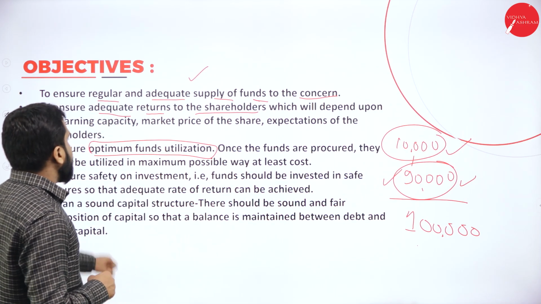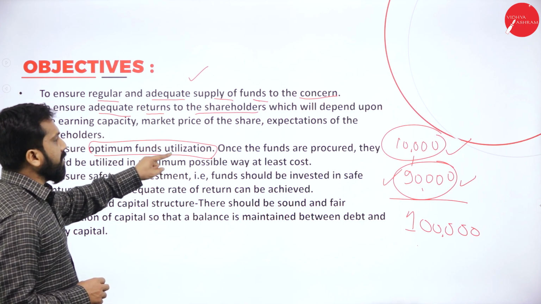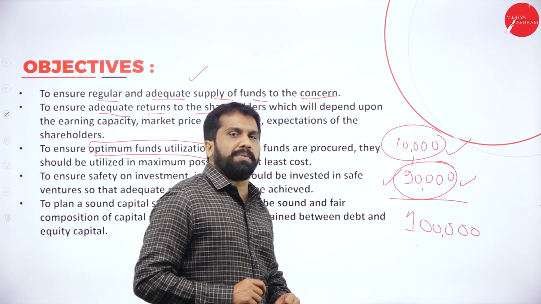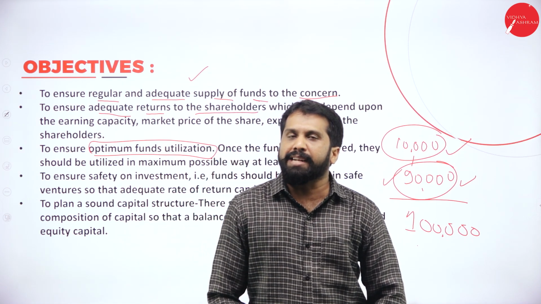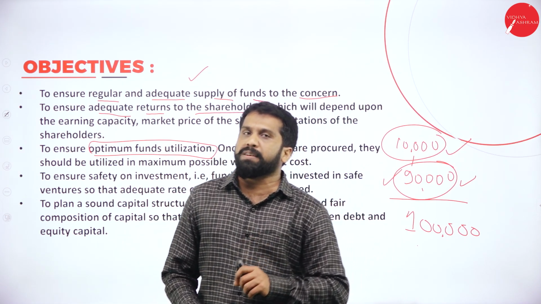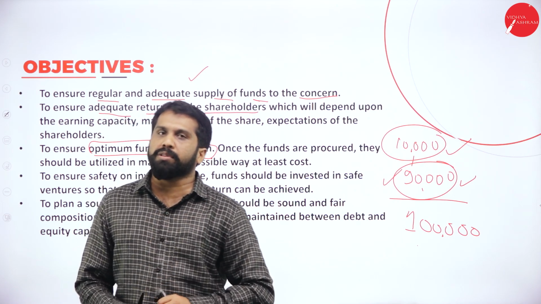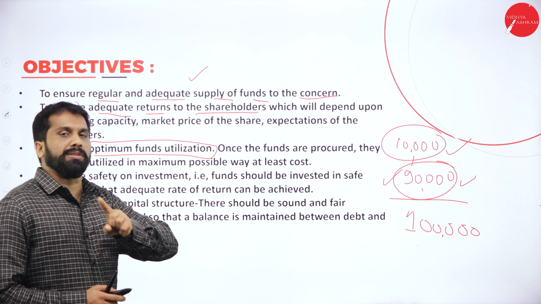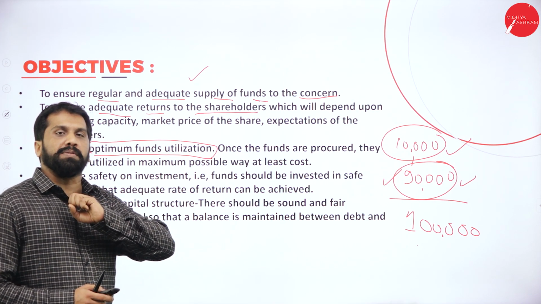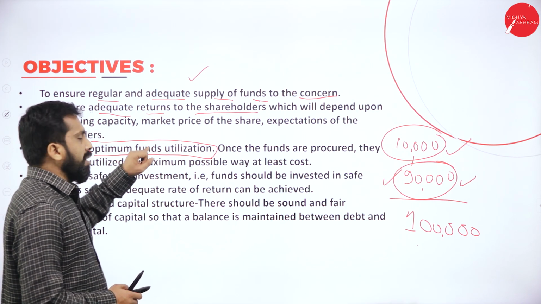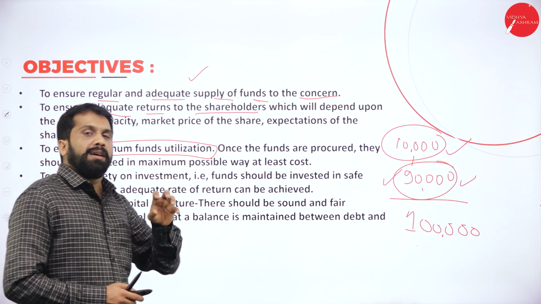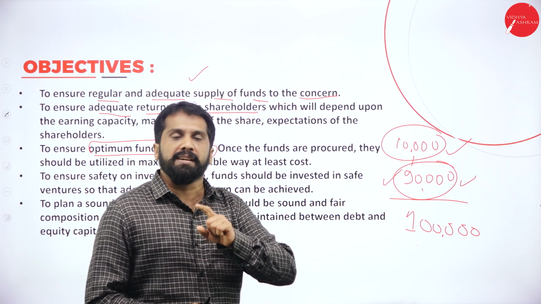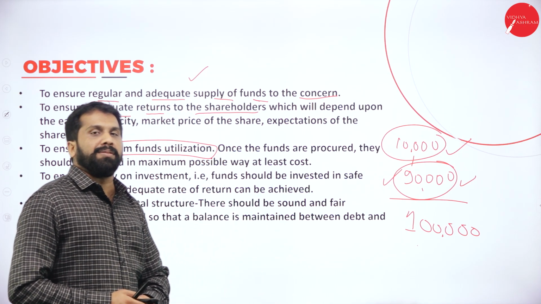That is called optimum fund utilization. One more thing, I'll give you a simple example. Your dad gave you 1000 to purchase a new cloth. Now, the complete 1000 you spent to purchase a cloth, like 999 rupees. So it is nothing but optimum utilization. The money is given for what purpose? It should be fulfilled. That is called optimum utilization.